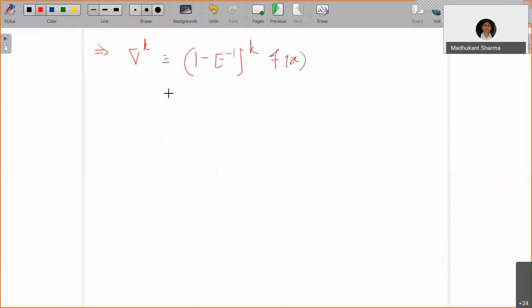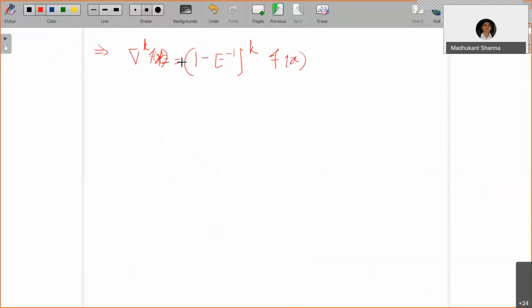So f of x can be identified by this. You can again open 1 minus x to the power k, and you know how to expand this when k is an integer. So you can verify that this will remain the same as what you obtained earlier.